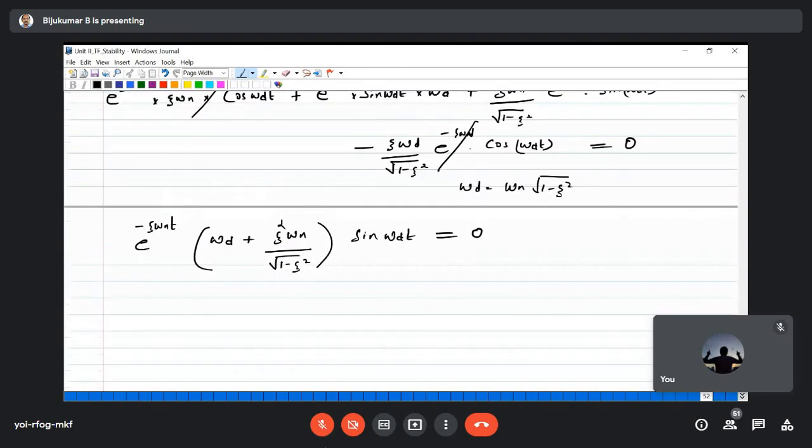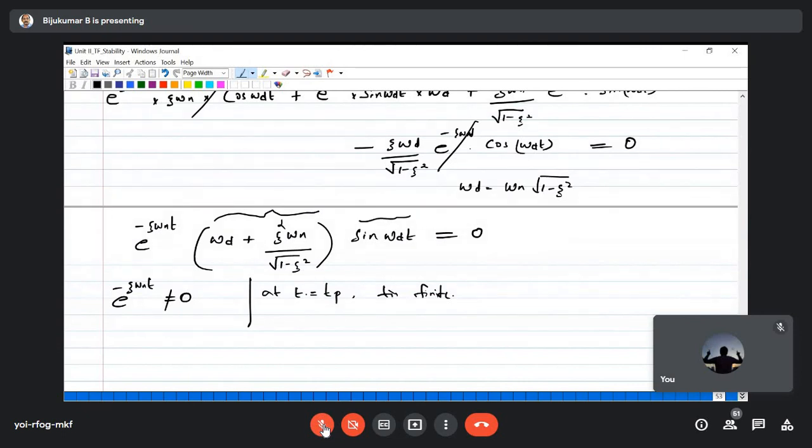And how will you calculate the Tp? Whether e power minus zeta omega nt will be 0? No, right? Because at a time t equal to Tp, t is a finite value. Since t is finite, it will never go to 0. So this will not be equal to 0. And what about this? This also is a positive value, right? This also will never go to 0. The only thing is this part has to go to 0.